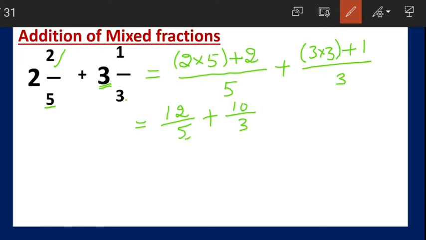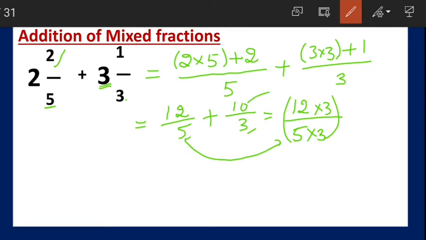We know that these two have different denominators. So just we know that the LCM of 5 and 3 is 15. So multiply 12 by 5 with 3, and we get 15. First one, just this. And for the second one, 10 by 3 multiplied with 5.